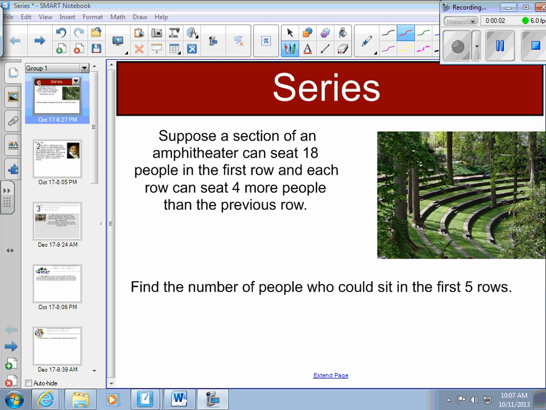In today's lesson, we're going to look at series. And the first problem on your note sheet is a little problem about an amphitheater. It says, suppose a section of an amphitheater can seat 18 people in the first row, and each row can seat 4 more people than the previous row. Well, what we looked at yesterday with sequences could be used to do this problem.